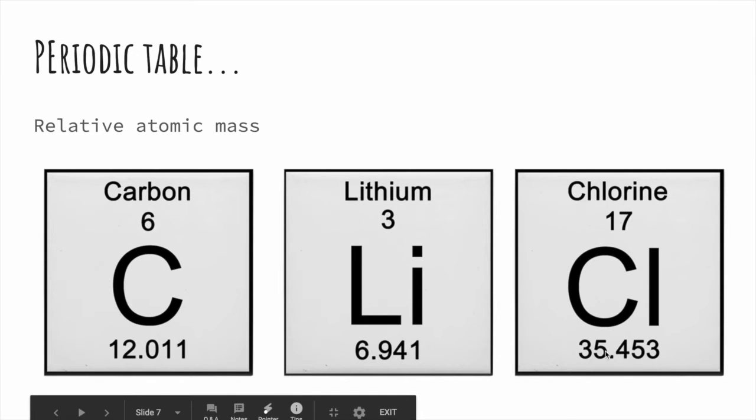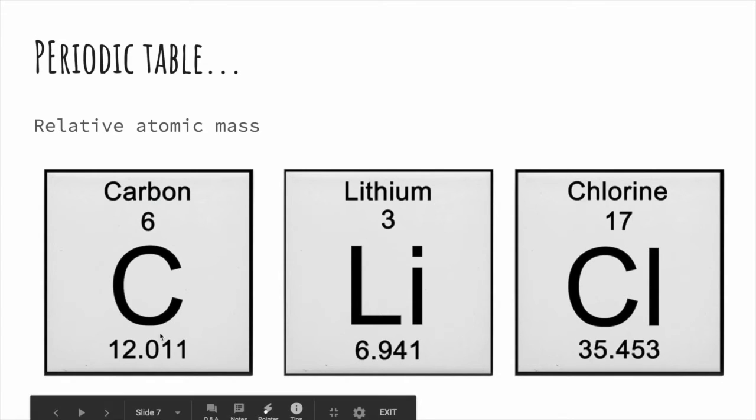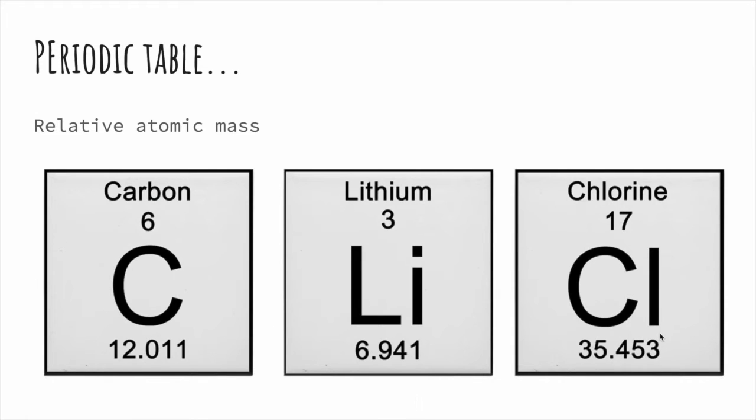So instead, we calculate them all relative to this one element, and specifically 1/12 of it. But what we are looking at today, what is new information and what sort of A-level information, is why these numbers here at the bottom are not whole numbers. So often at GCSE, we would cheat a little bit and I would round these numbers up for you. So lithium would be 7, carbon would just be 12, chlorine we might say is just 35.